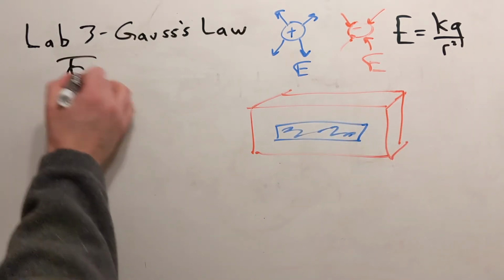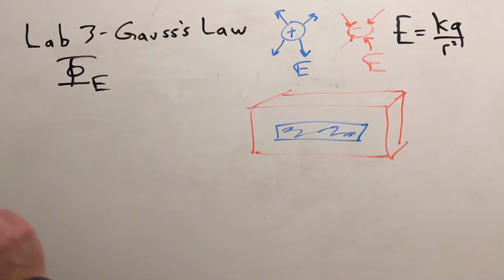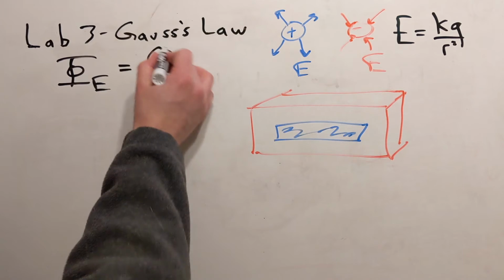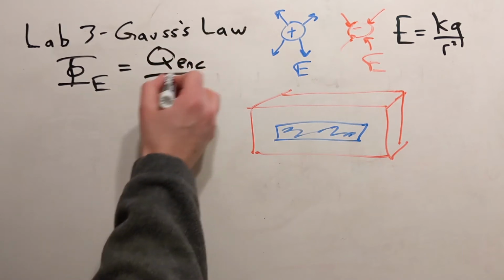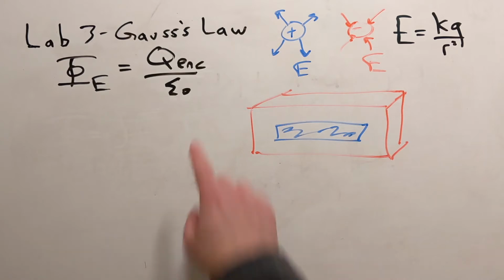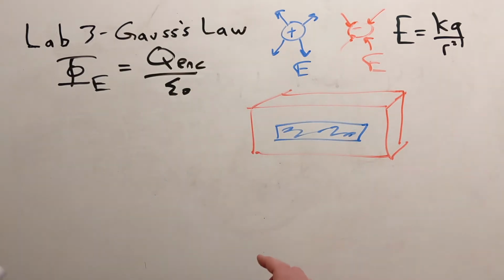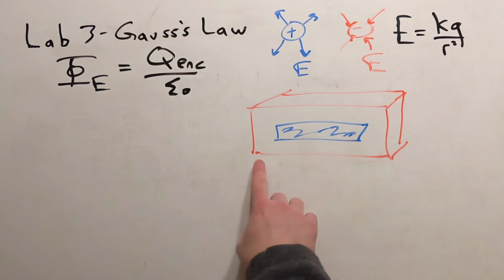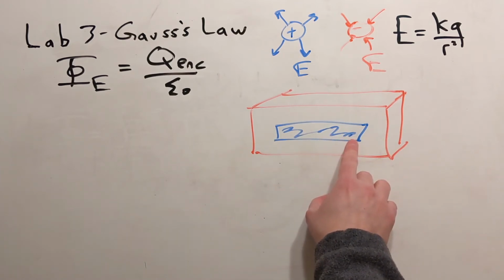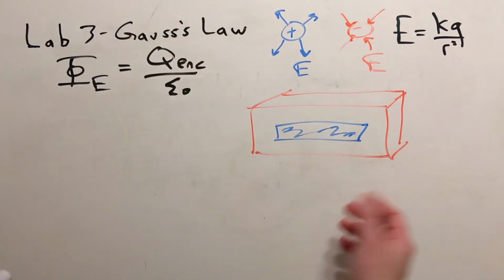The equation for Gauss's law is the electrical flux, the total electrical flux, which we'll get into in a second, is equal to the total charge enclosed divided by epsilon naught. Now, epsilon naught is the vacuum permittivity constant. It's just a number, it's just a constant, it's not going to change. Q enclosed is the total amount of charge that's enclosed by our Gaussian surface. In this case, if we knew the value of the total amount of charge in coulombs, we could just plug that number in and call it a day.